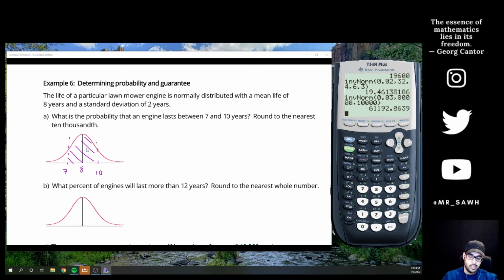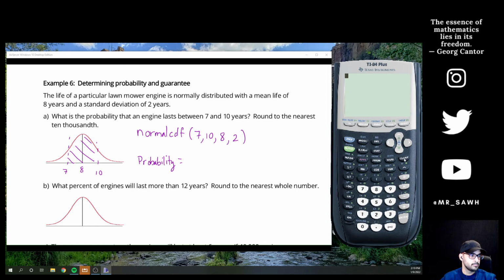Now if I'm looking for the region in the middle, that's a normal CDF question. All right, I'm looking for the probability. So lower boundary is 7, upper is 10, mean is 8, standard deviation is 2. Okay, so probability equals nearest 10,000th, so I know this is going to be a decimal. And it should be if it's asking me for probability. So second vars, normal CDF is 2, so 7, 10, 8, and 2. Okay, there it is. So 0.5328.